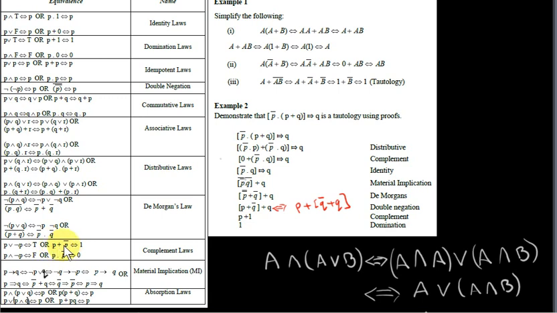P or not P is equivalent to 1. So we have that scenario here, Q or not Q is equivalent to 1. So we end up at P plus 1, P or 1. So we go up to this domination law and see that P or 1 is equivalent to 1. The fact that we get 1 at the end shows that this statement is a tautology.